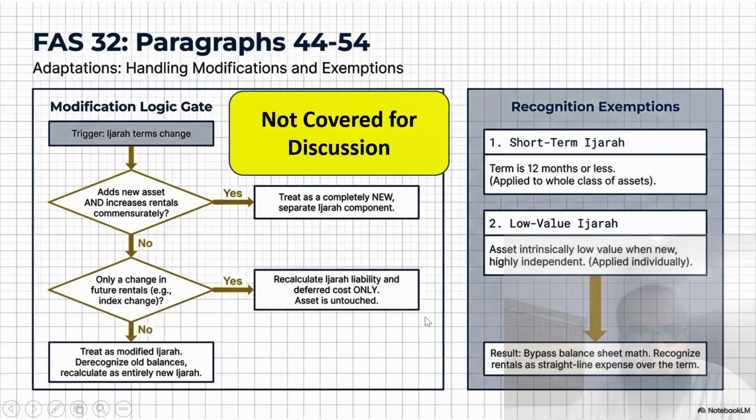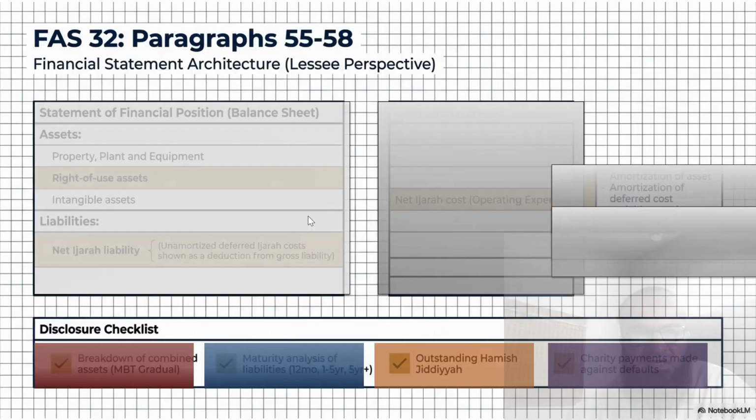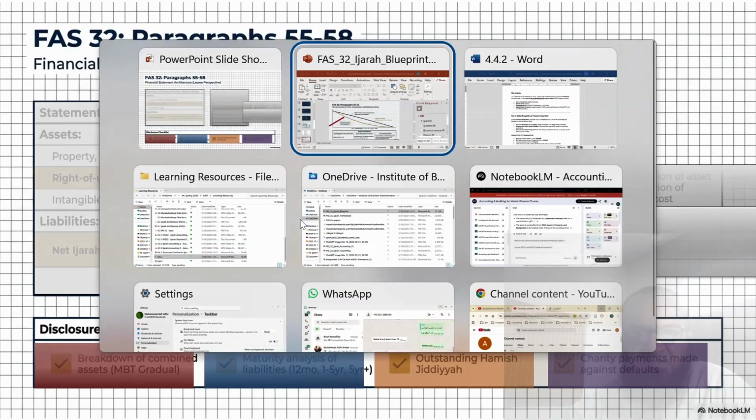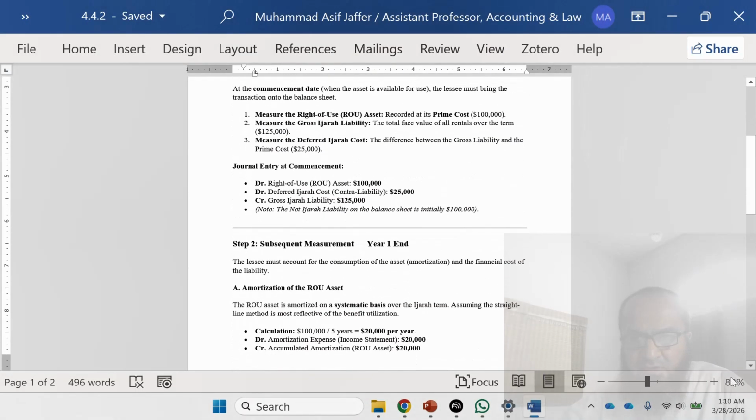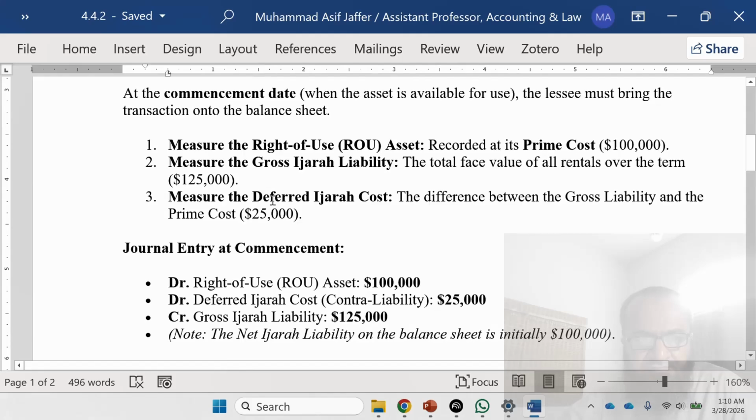Let's move forward. Okay. So then there are handling modification and exemptions further. So it's not covered for us. Advanced level discussion and financial statement architecture, lessee perspective. So first let's go through the example. So here is the example we were continuing with, right?